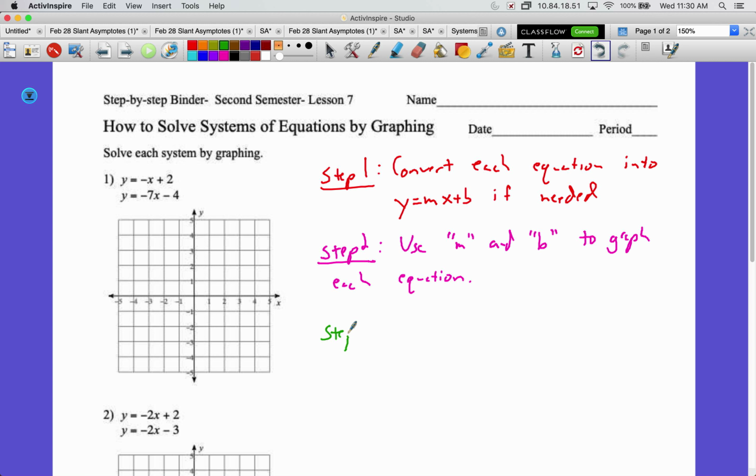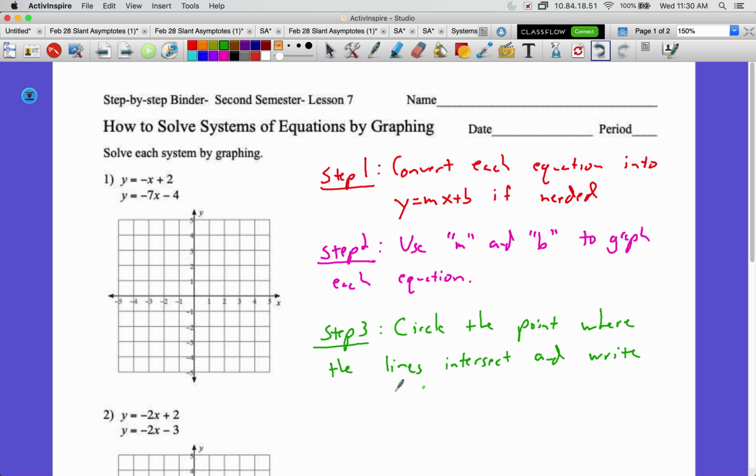All right, so step three, we graphed each equation, so we've got two lines on our graph right now. We want to circle the point where the lines intersect and write the coordinates to that point as our answer and box it.